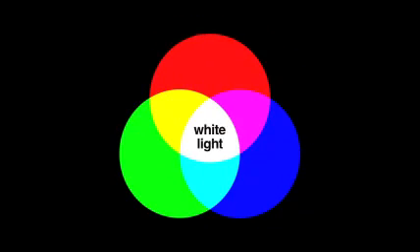Light comes in 3 primary colors too: red, blue, and green. And just like with those pigments, those colors can be mixed to create any color. Put all 3 of those colors together in equal amounts and you have white light.